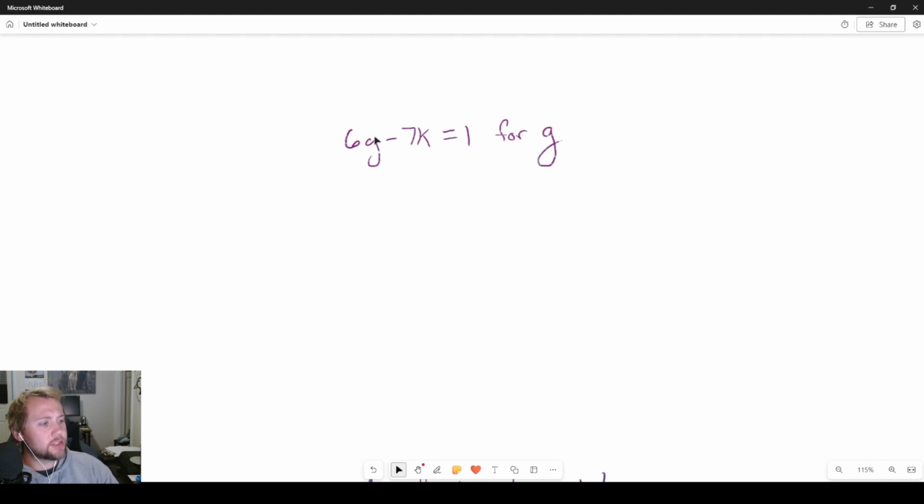This says 6g minus 7k equals 1. Solve for g. That's how the problem will be set up. It'll say solve, and it'll say for some variable.